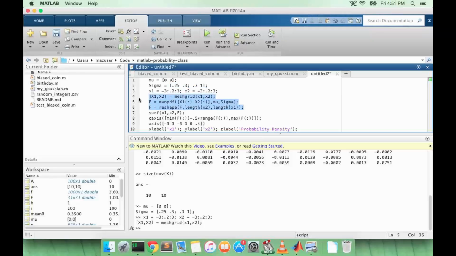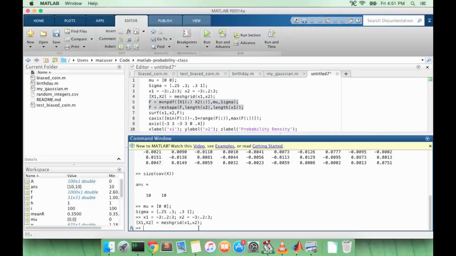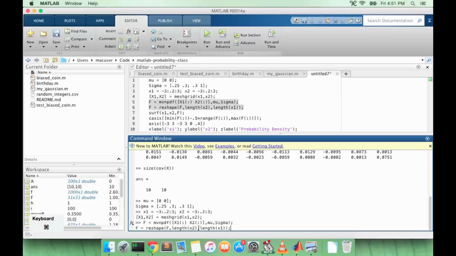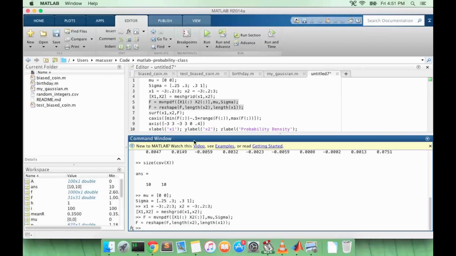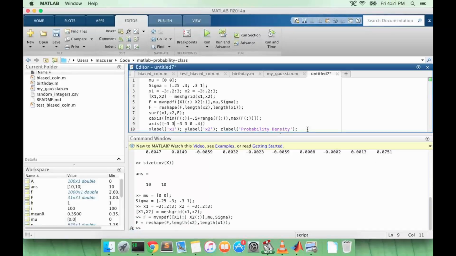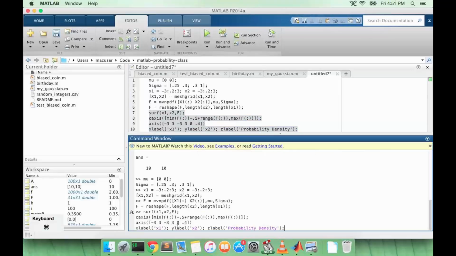So here we calculate the PDF value using MVN PDF. And we're going to do a surface plot of f versus x1 and x2.